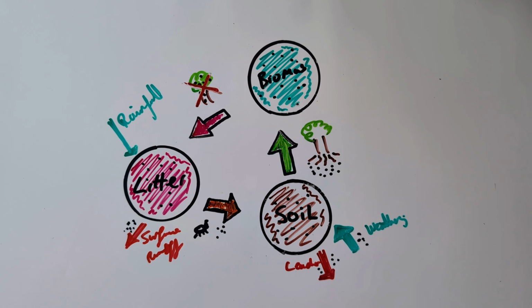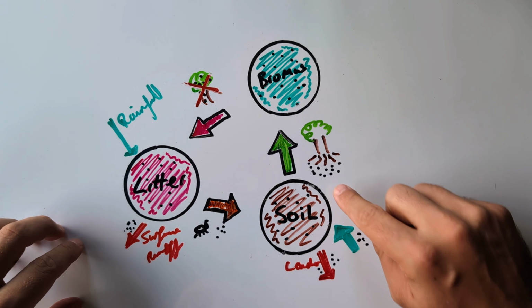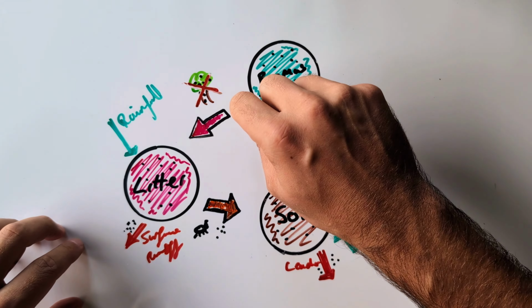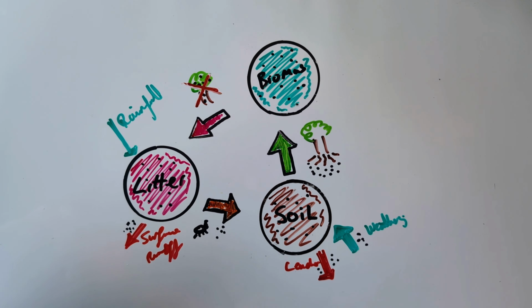Right, and that's kind of it. So just to recap, they have the stores, which are soil, biomass, and litter. And they have the flows, which is uptake, littering, and decomposition, which is done by microorganisms. And that is the nutrient cycle.